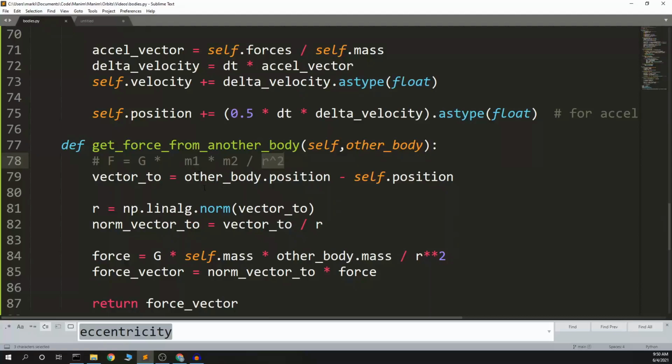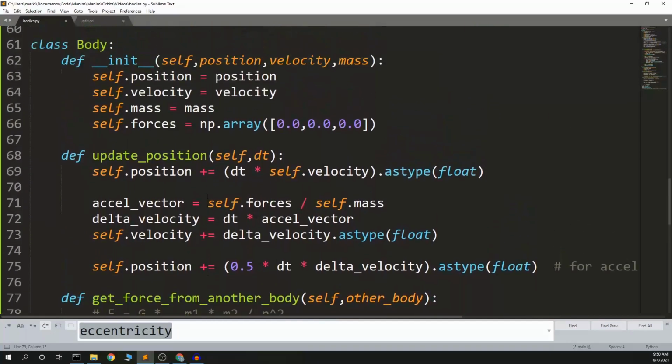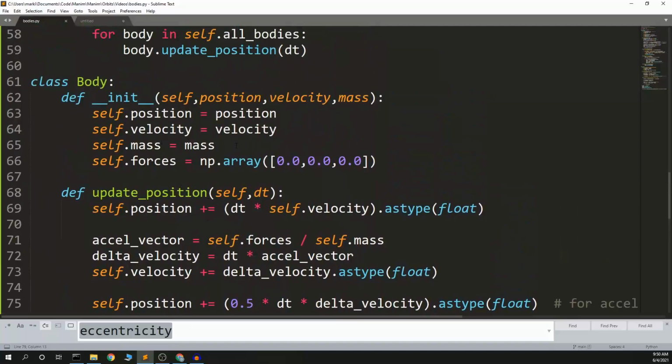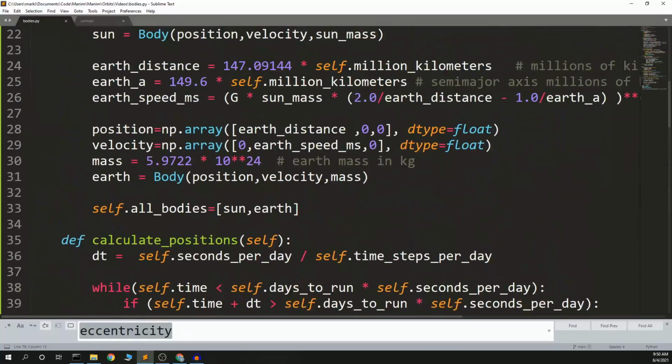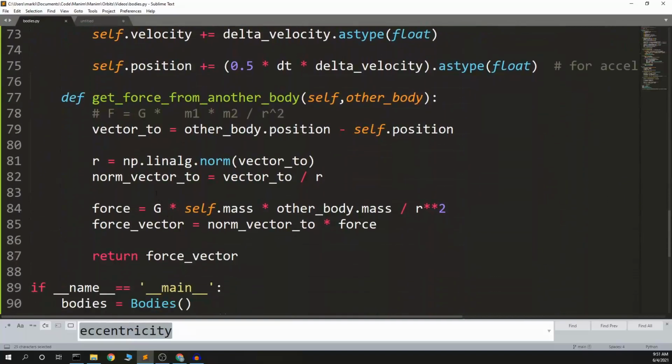So I have a class for a given body. It's like I have a class for Earth or the sun. And the first thing I do is find the vector from one body to the other body. So that is their position. I'm using NumPy. Their position is a NumPy array, and I use a floating point type. So I can get the vector between them just by subtracting the NumPy arrays.